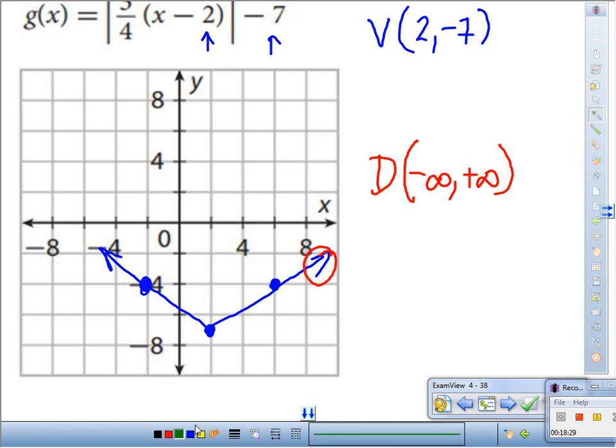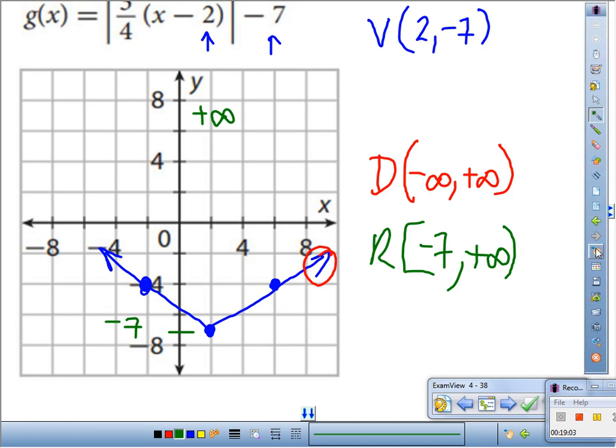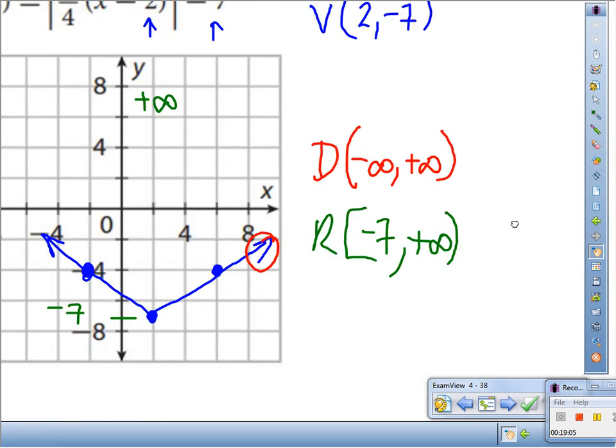All right? Let's go to the range. Start from the bottom. Does it go all the way to negative infinity? No. Where does it start? At -7. So I'm going to write -7. Is that included? Yes, so it's a bracket. And since the arrows continue pointing upward, it continues going upward to what? Positive infinity. So we write positive infinity and parentheses. Are we done? Yeah, that's all they're asking. Domain and range. Let's go to number 5.